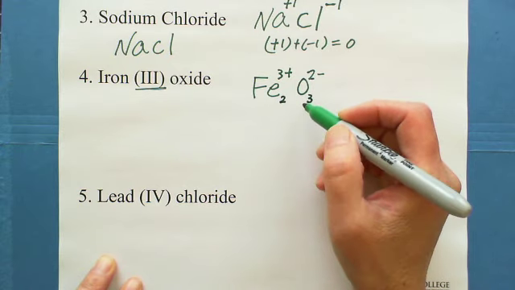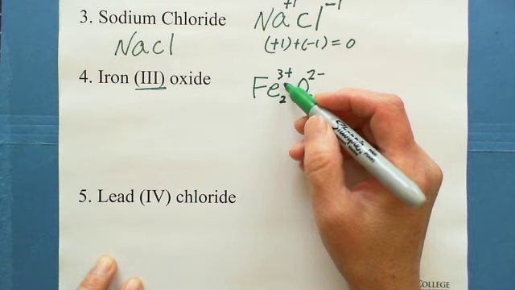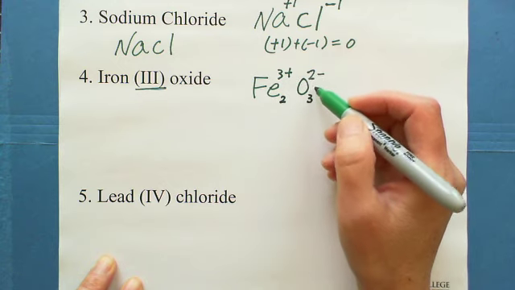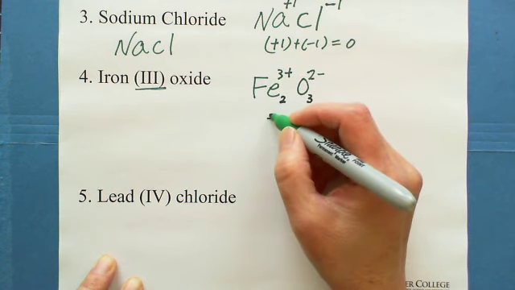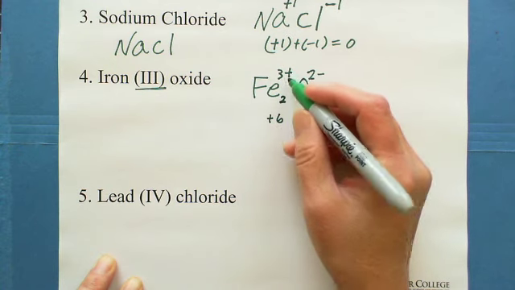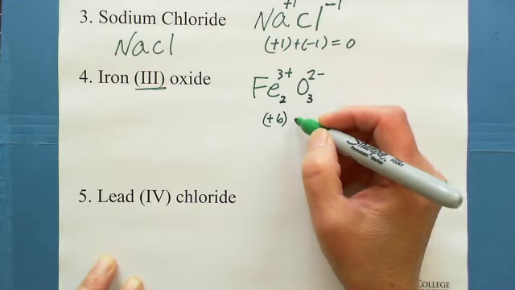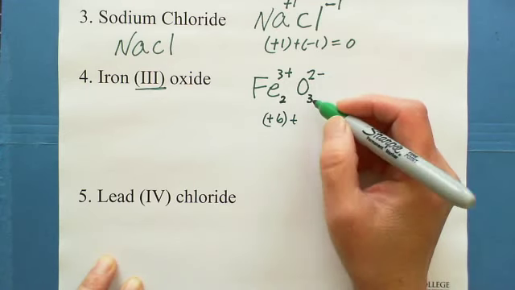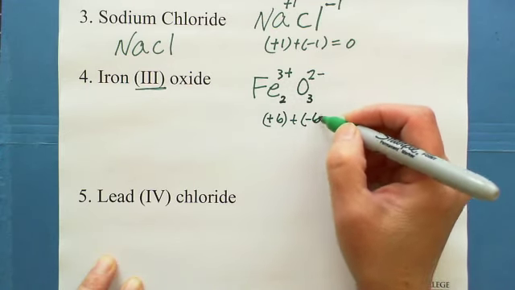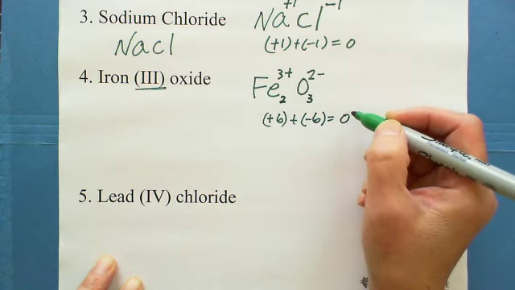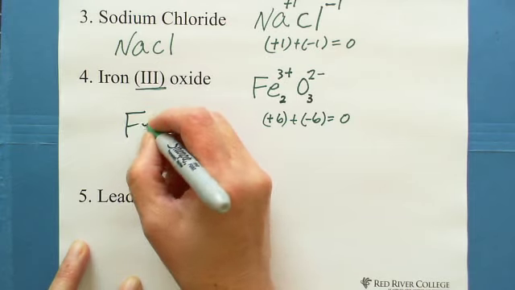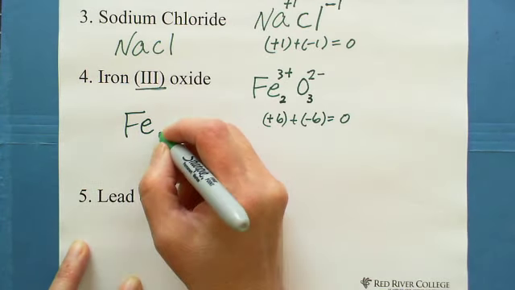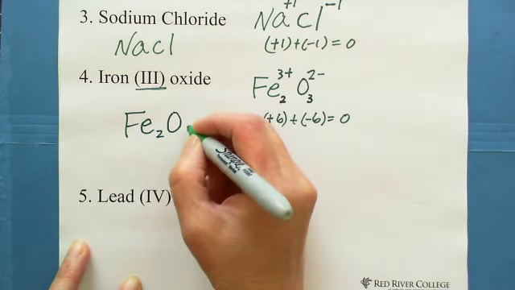We need 2 iron ions, so make positive 6. This makes negative 6. So the total charge is 0, because 3 multiplied by 2 is positive 6, and 2 negative multiplied by 3 is negative 6, so equals 0. Okay? So remove the charges. The formula is Fe2O3.